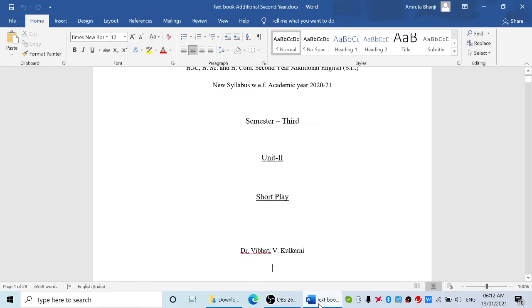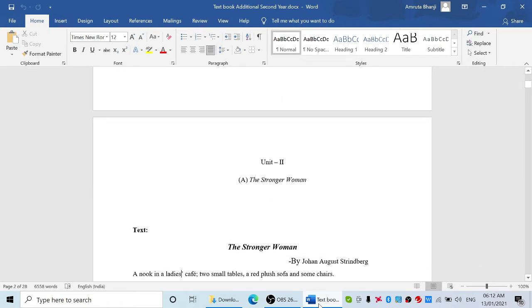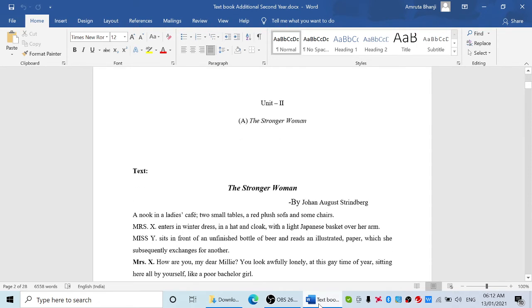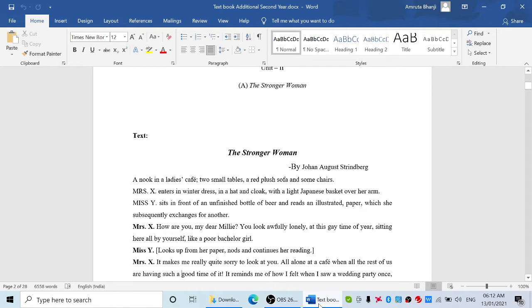In unit 2, we have studied the first one act play, A Dollar by David Pinsky. Now we are going to learn the one act play, The Stronger Woman, written by John August Strindberg. So, who is John August Strindberg? He is the author of this one act play.